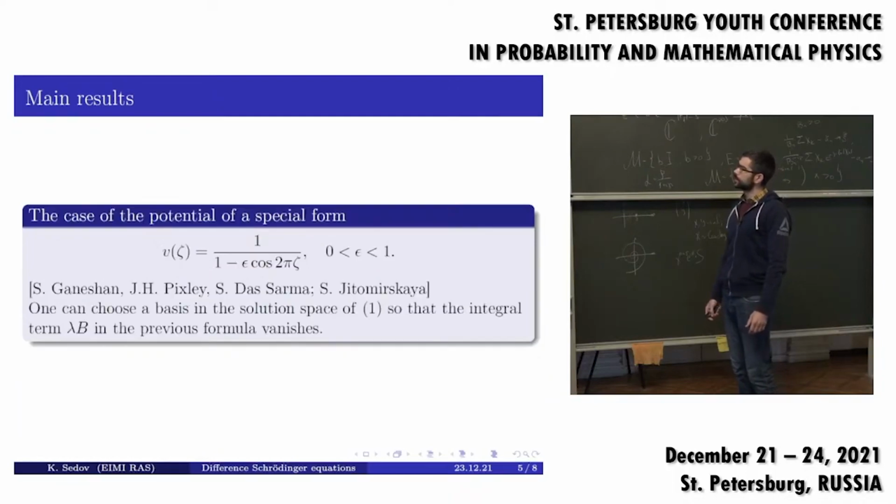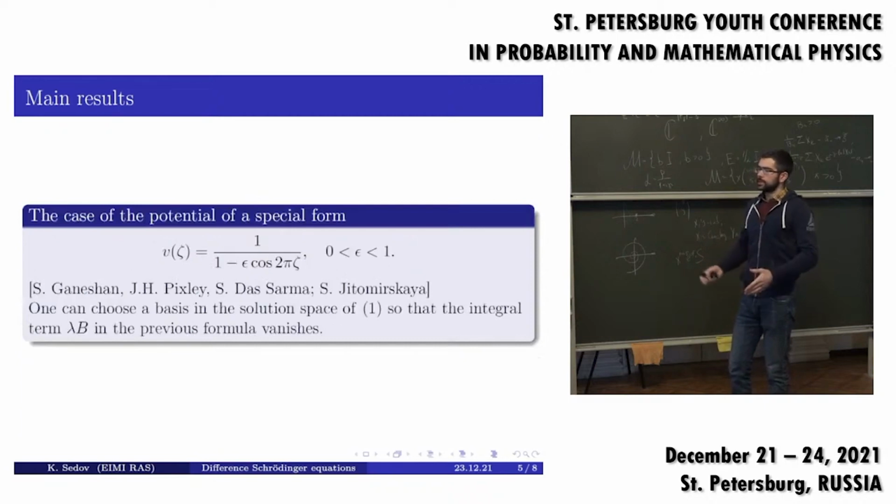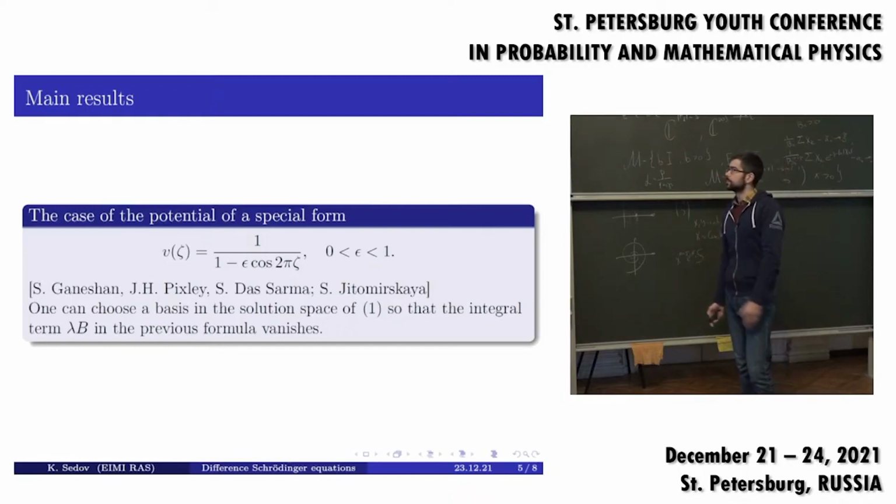Also, I wanted to mention the case of a potential of a special form. This model, as you can see here, was considered by some physicists, and also by the mathematician Zhytomyrskaya. The interesting fact about this model is that one can choose a basis in the solution space of the equation such that the integral term in the asymptotic representation vanishes. So this is an interesting model for us, and we're going to make a separate work on this model.